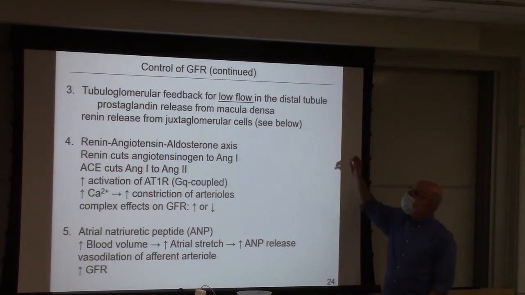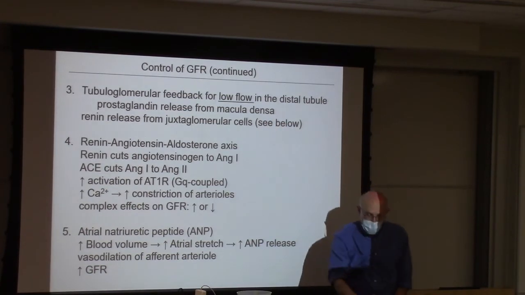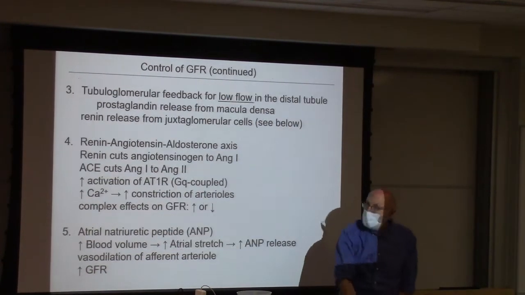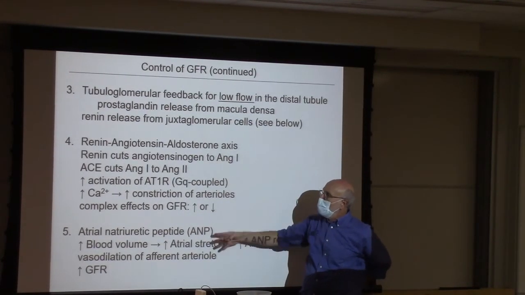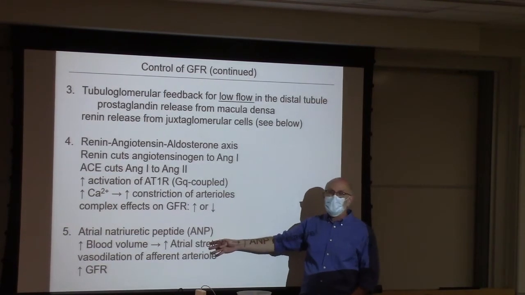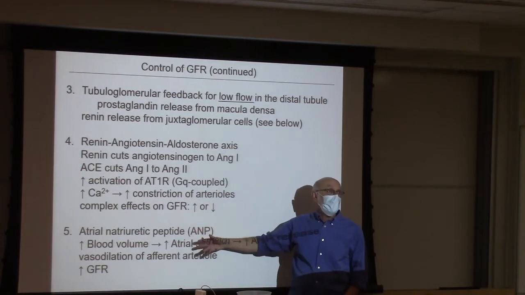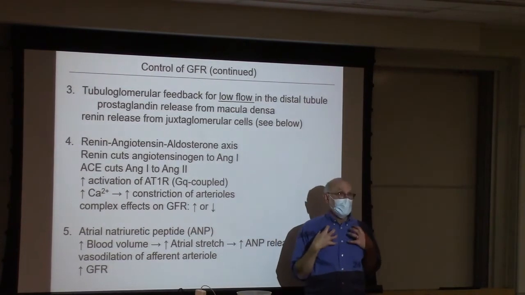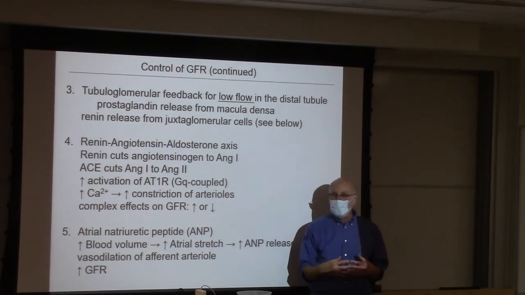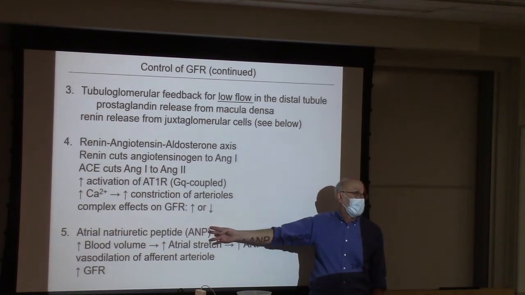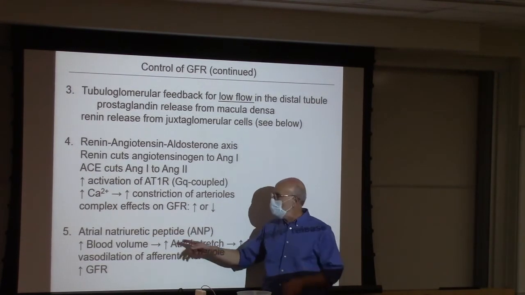And finally, so we've talked about tubuloglomerular feedback, both for high flow and for low flow. We've talked about the renin-angiotensin aldosterone system. And finally, there is another system that controls GFR, and that is a hormone that is secreted by the cardiac atria. So your heart atria, in addition to being a muscle that contracts and pumps blood from the atria into the ventricles, also releases a hormone. It's called ANP, atrial natriuretic peptide.